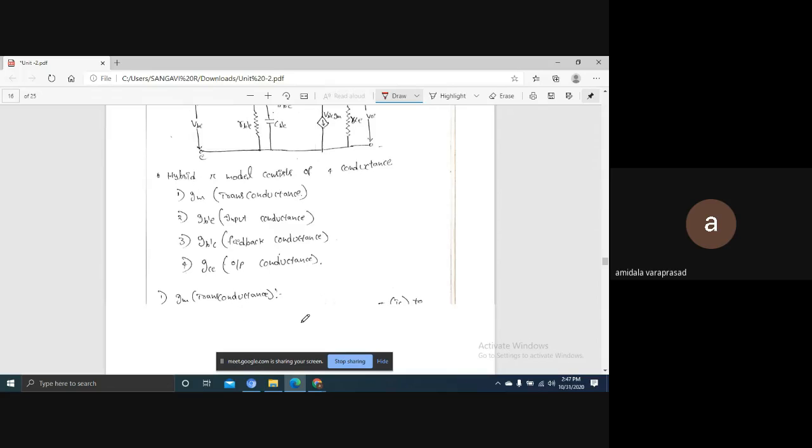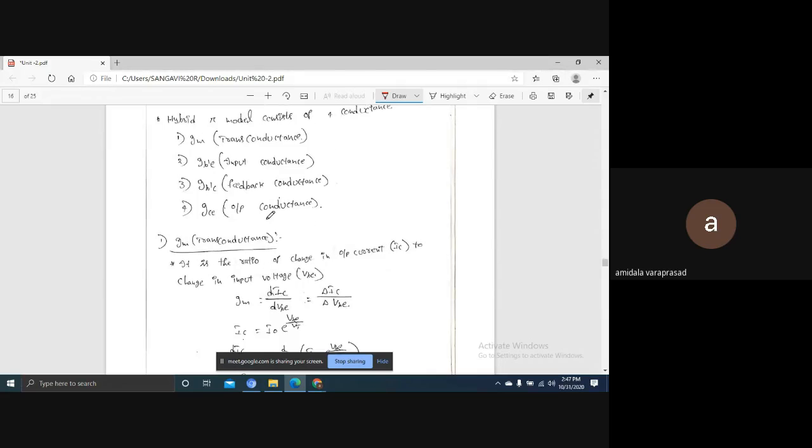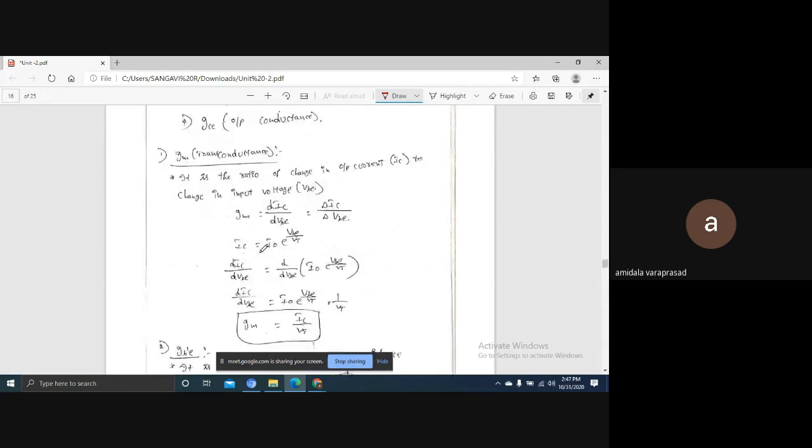First, GM, transconductance. It is the ratio of change in output current to change in input voltage. That is, del IC by del VBE, the rate of change of IC by the rate of change of VBE. We know that IC is equal to I naught into e power VBE by VT. If we differentiate this equation with respect to VBE, I naught is constant, e power x stays e power x, and differentiating x with respect to VBE gives 1 by VT. Then GM is equal to IC by VT.